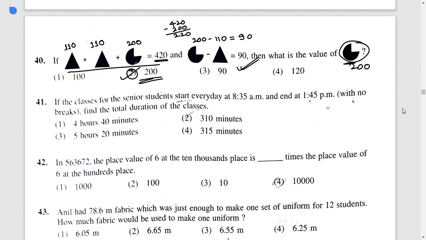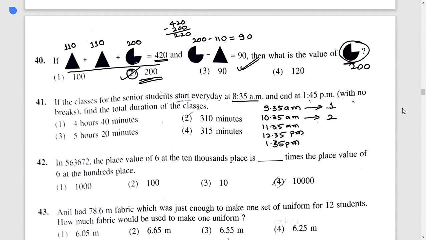Next question. If the classes for the senior students start every day at 8:35 am and end at 1:45 pm with no breaks, find the total duration of the classes. So it starts from morning onwards, 8:35. Again 9:35, 1 hour. 9:35 am it becomes 1 hour. 10:35, 11:35, 12:35, 1:35 pm.